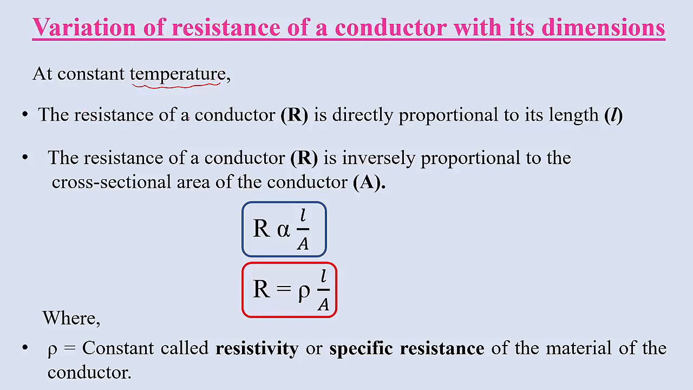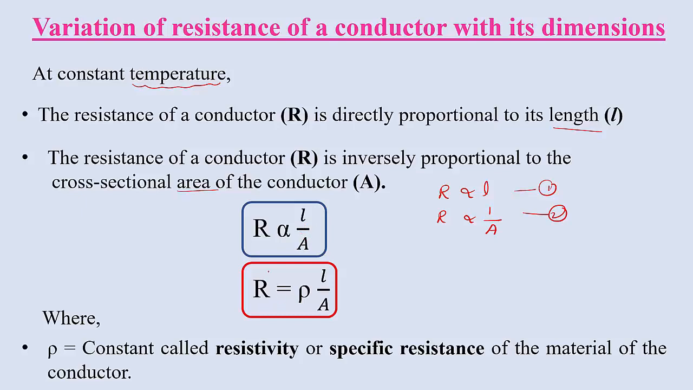So we know that the resistance of a conductor R is directly proportional to length L. And second, R is inversely proportional to cross-sectional area A. In terms of equation, we can combine these two points. R is directly proportional to L, and R is inversely proportional to area. Combining these two, we get R is directly proportional to length and inversely proportional to area, that is L divided by A.